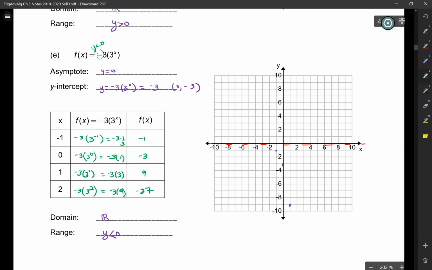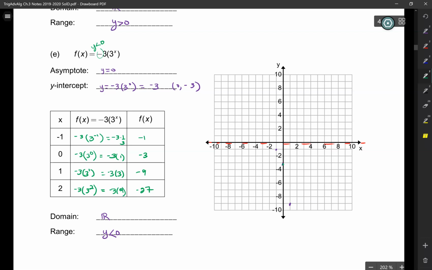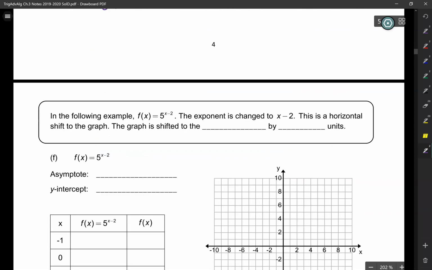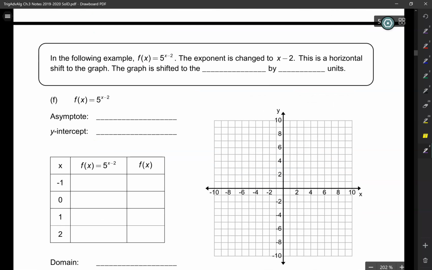Okay, so this one, what values did you get for the table? -3, -9, -27. Right, and when you plot the first three, the last one is too low, so you don't need it, right? So 3 is good enough, and you can just graph with the 3. Okay? All right. Next one. Take a look at this now.